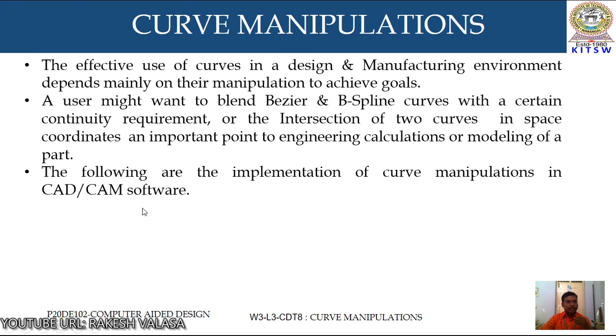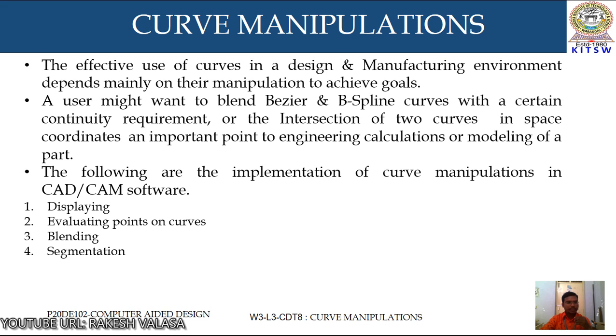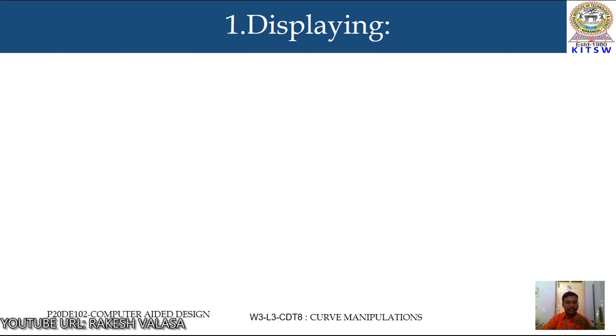You can see here the following are the implementations of curve manipulations in CAD/CAM software. First one, displaying. Second one, evaluating points on curves. Third one, blending. Fourth one, segmentation. Fifth one, trimming. Sixth one, intersection. Last one is transformation. In the next slide, we will briefly discuss each and every manipulation tool in CAD/CAM software. Let us see the first one, displaying.